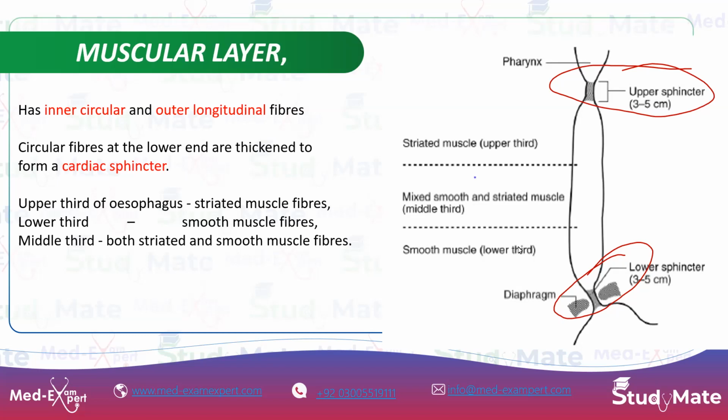So if we divide the esophagus into three parts, upper one third, middle third, and the lower third, you can see that there are striated muscles in the upper third and there are smooth muscles in the lower third, whereas the middle third contains a mixture of smooth and striated muscles.